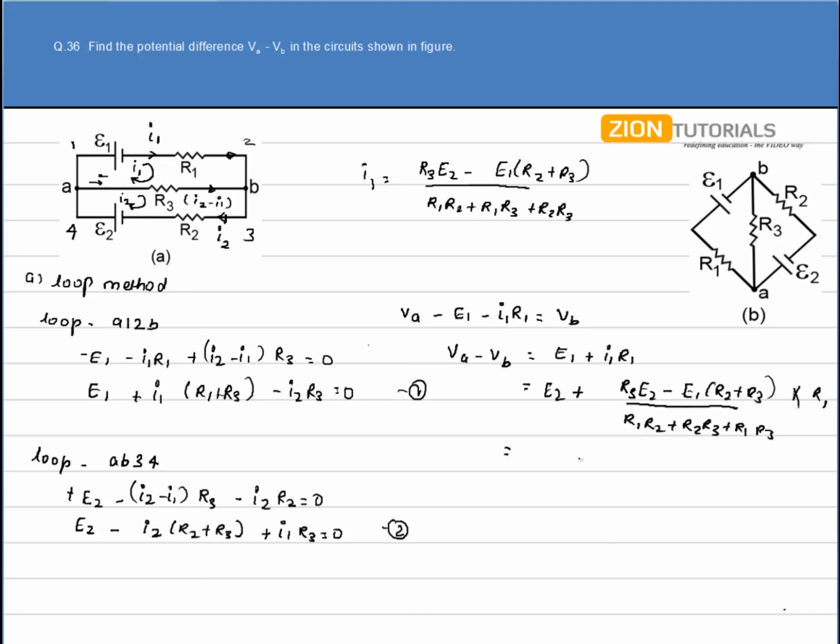On solving this equation, we get the answer as (E1 by R1 plus E2 by R2) whole divided by (1 by R1 plus 1 by R2 plus 1 by R3). That is the answer.